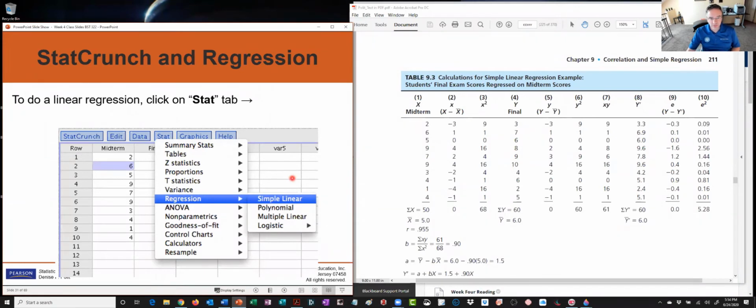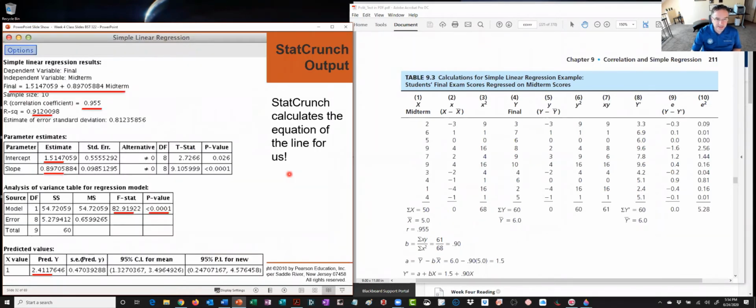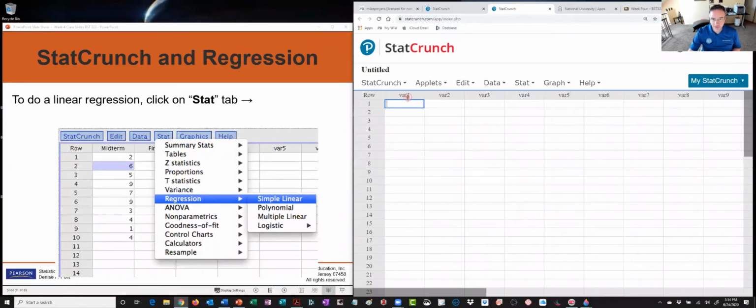So again, we can do this one pretty easily by just hitting our simple linear regression in StatCrunch. We can put those values in, and then it'll spit out the answer for us. Again, midterm and final: 5, 9, 7, 9, 3, 4, 1, 4. So we've got 10 subjects, and our final scores were 3, 7, 6, 8, 9, 9 got a 10, 4, 6, 2, and a 5.